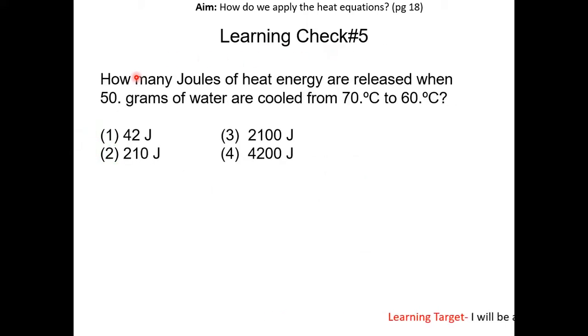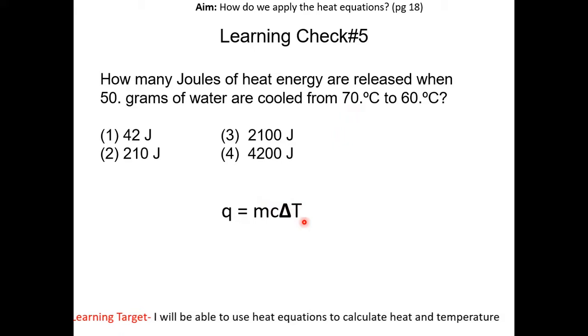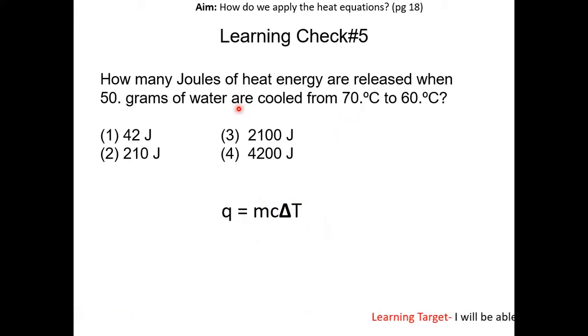Learning check number 5. How many joules of heat energy are released when 50 grams of water are cooled from 70 degrees Celsius to 60 degrees Celsius? Pause the video and resume once completed. Since it's a temperature change, we have to use Q equals mc delta T. In this question, we're solving for heat energy, which is Q. We're given mass, which is 50 grams of water. C is on table B on your reference table, and delta T is the change in temperature. If we plug it in, we get the answer as choice 3, 2,100 joules.